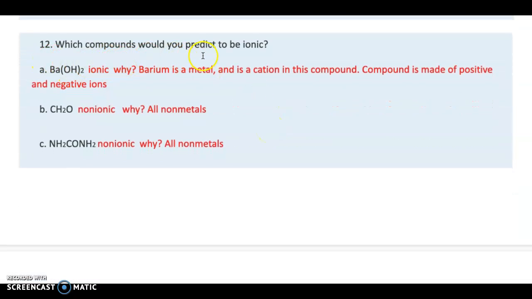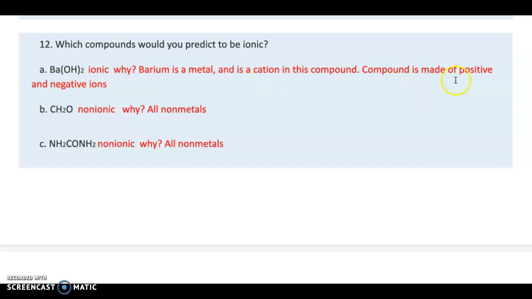Which compound would you predict to be ionic? Remember how I told you that ionic compounds consist of a positively charged ion and a negatively charged ion? So all metals are positively charged. So if you see a metal, remember where metals are, first, second column, and some in the middle of the periodic table. So barium is in the second column, so it's definitely positively charged. It's a metal, therefore it's an ionic compound.